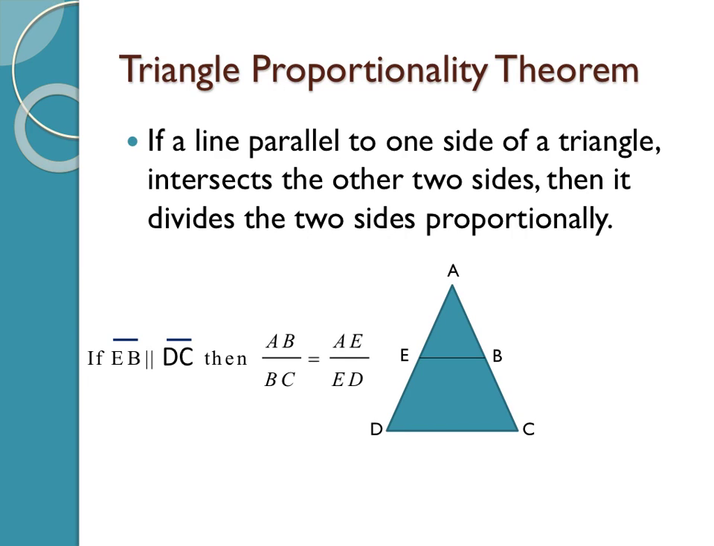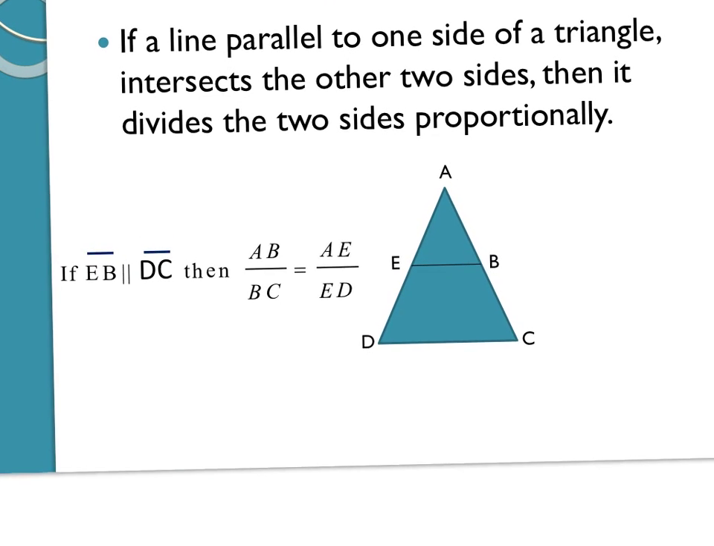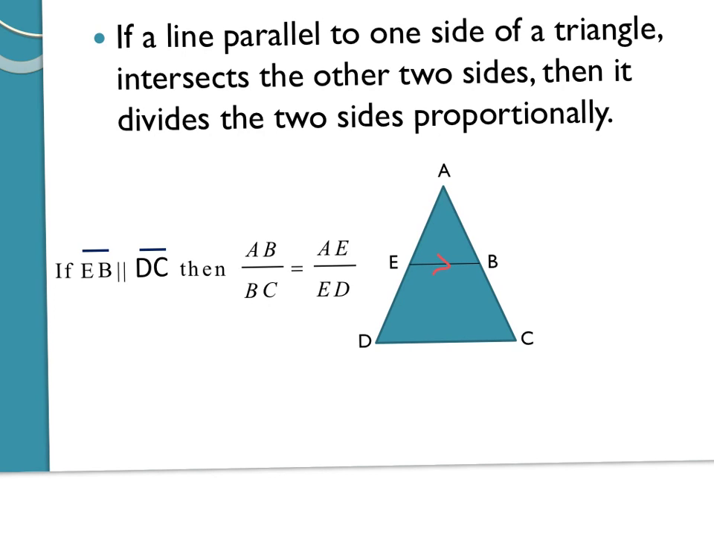So the first one is the triangle proportionality theorem that says if a line parallel to one side of a triangle intersects the other two sides, then it divides those two sides proportionally. If a line parallel to one side of a triangle intersects the other two sides, then it divides the two sides proportionally. So if I had a diagram like the one that's there that says BE is parallel to DC, so that's a side that is parallel to one side of a triangle and intersects the other two sides, that EB intersects AD and AC, then it divides those two sides proportionally.